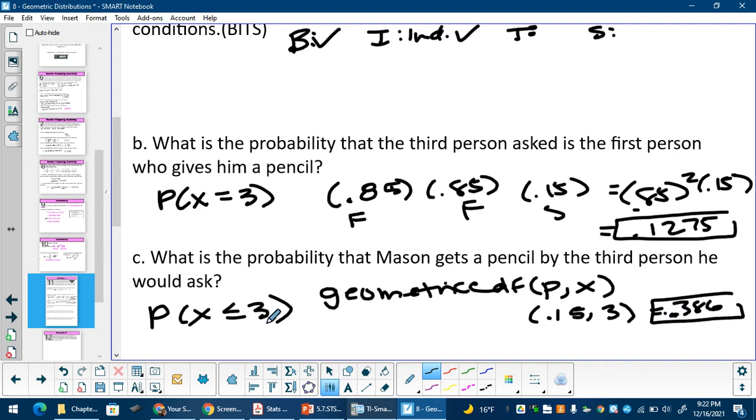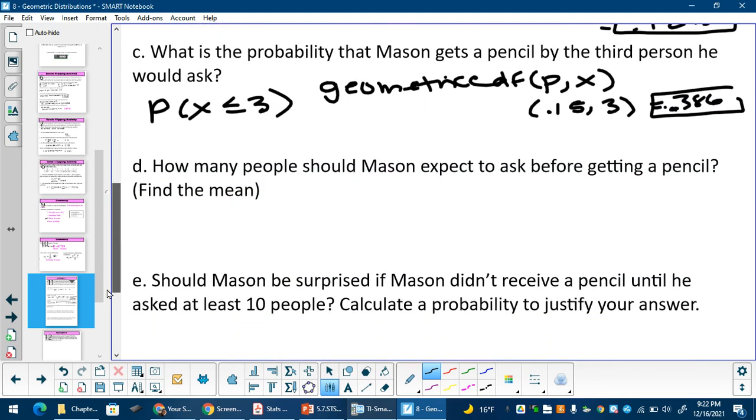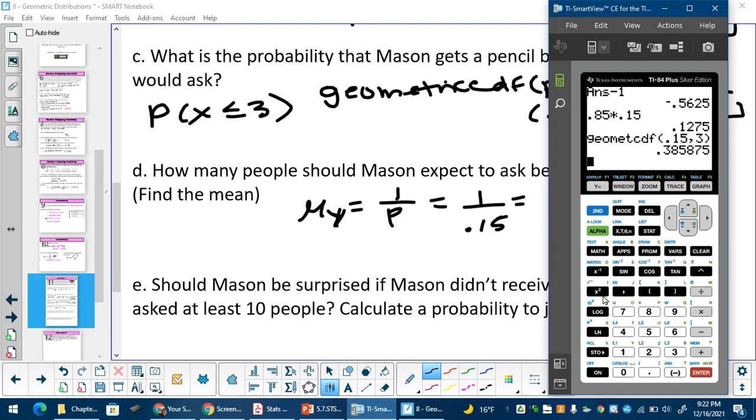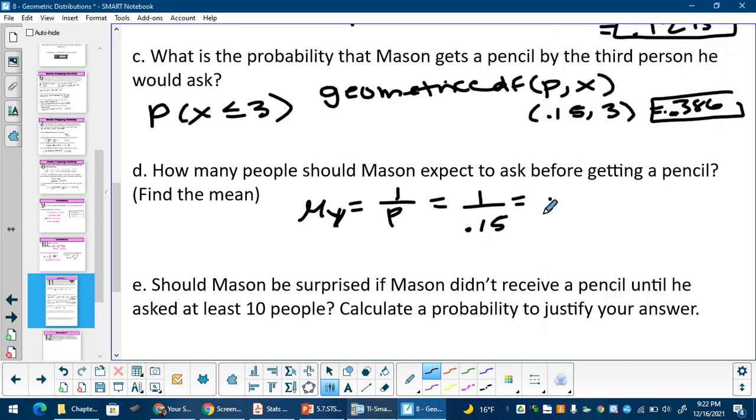It's a decimal. All right, next one, how many people would he expect? So we just learned this. The mean of Y, mu of Y, is 1 over p, which is 1 over 0.15. So that's going to give us 6.67 people. So he can expect to ask around 6 to 7 people.